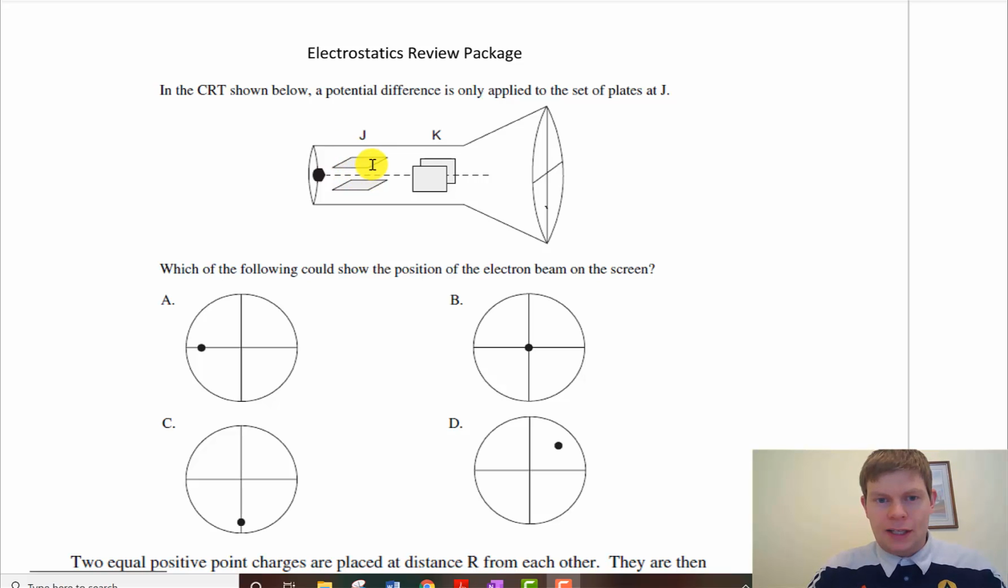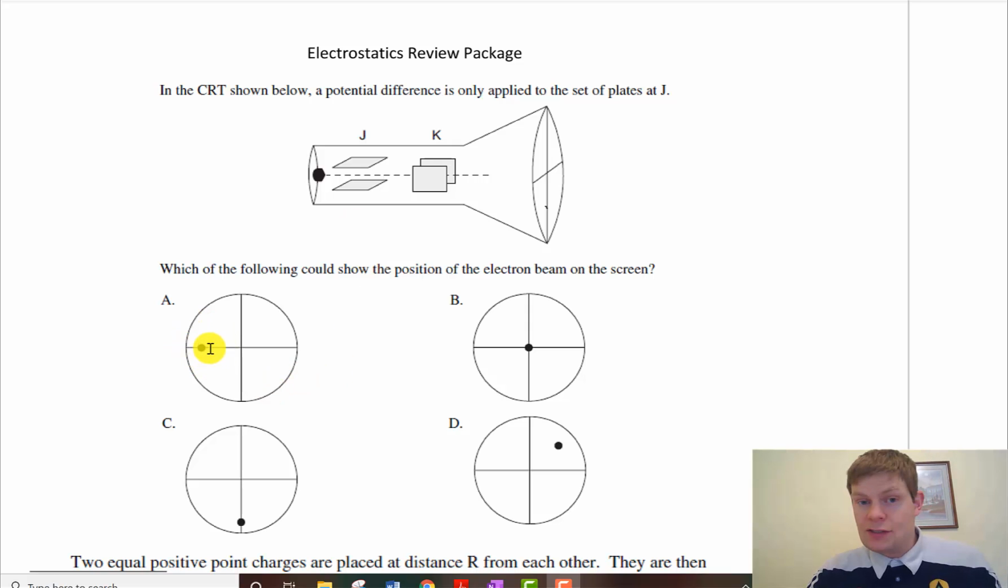Normally the electron will just hit the center of the screen and make it light up in the center of the screen. But depending on the voltage of plates J, it'll deflect up or down, and depending on the voltage at plates K, it'll deflect side to side. Now it says there's a potential difference only applied to the set of plates at plate J, so the up-down plates.